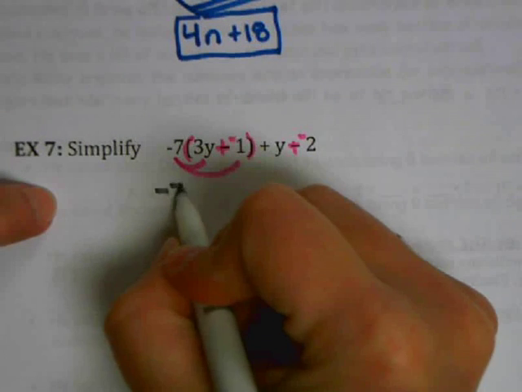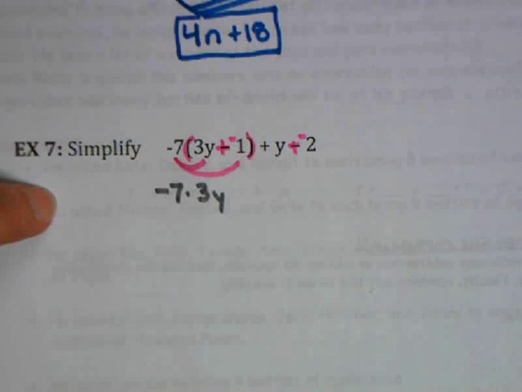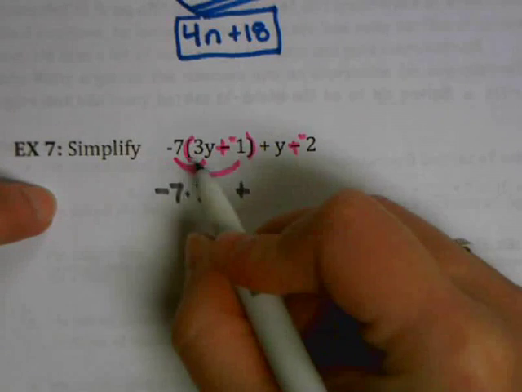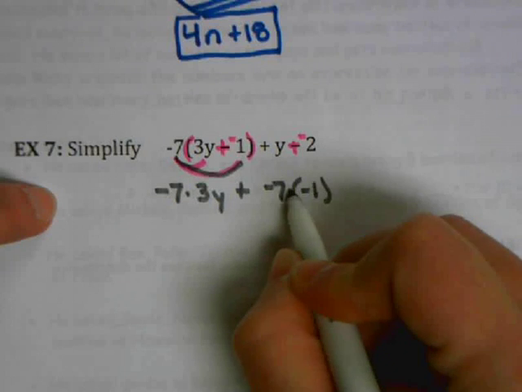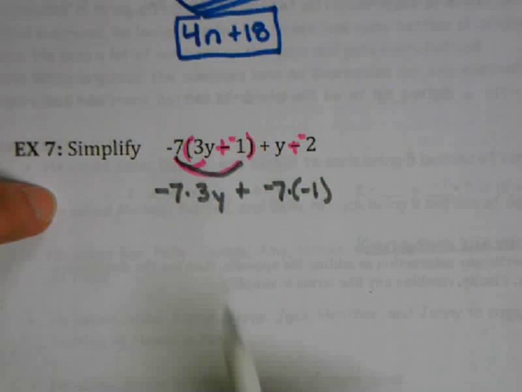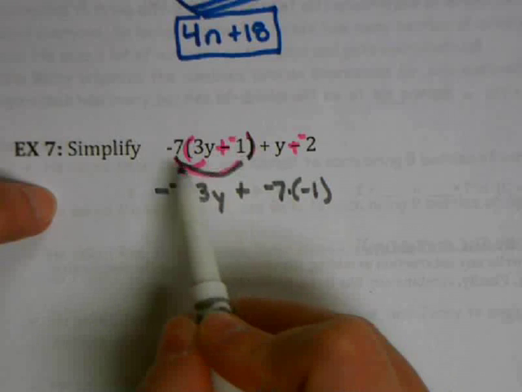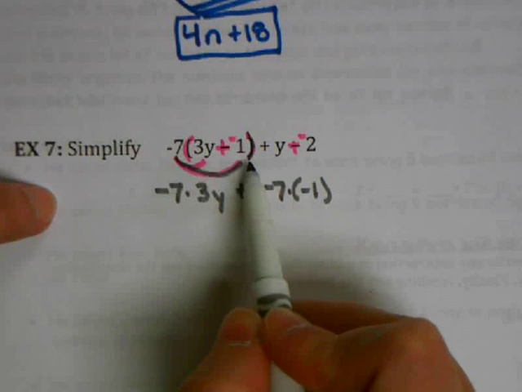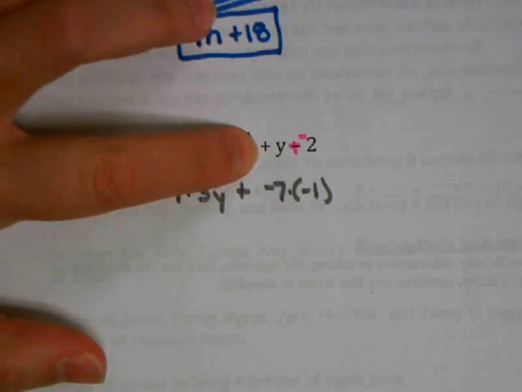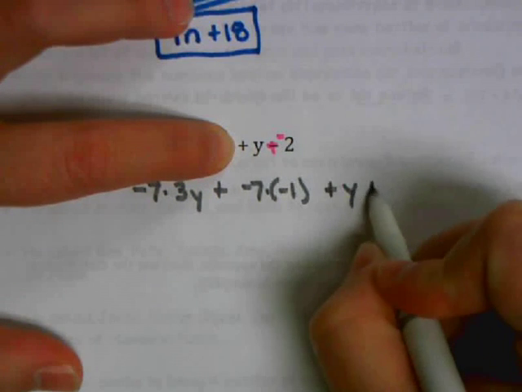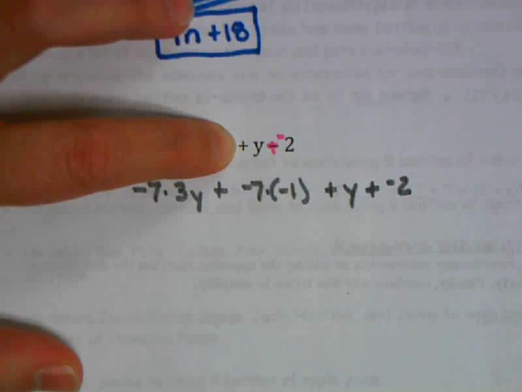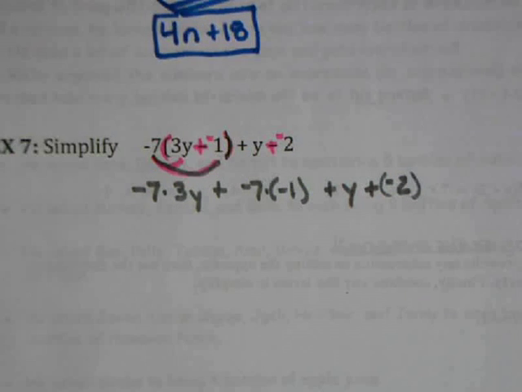Okay, negative 7 times 3y plus negative 7 times negative 1. Don't forget that negative 1 right there. Now remember, the parentheses ended, so my distributive property ends with the parentheses. So what do I do with all these things at the end? I just bring them down. Plus y plus negative 2. There's nothing else I can do with them, so I just add them on to the end until we're ready.